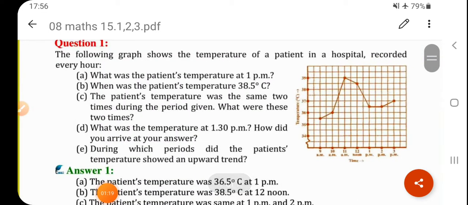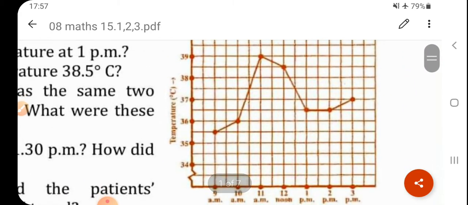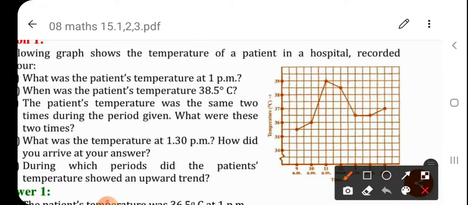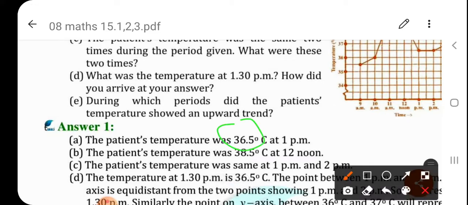What is the first question? What was the patient's temperature at 1 p.m.? So in this graph, where is the 1 p.m.? Here it's 1 p.m. So at 1 p.m., what is the temperature on the y-axis? On the y-axis, it meets between 36 and 37. So between 36 and 37, it's 36.5 degrees Celsius.